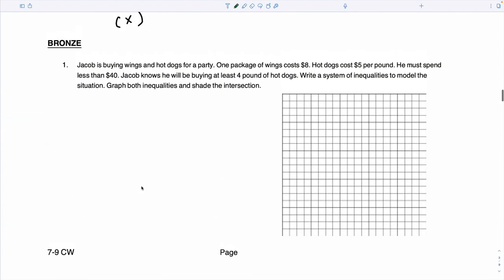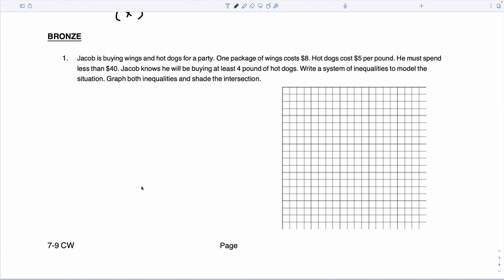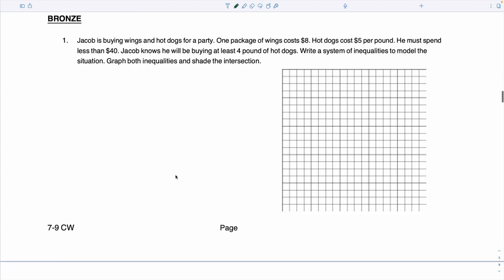I like systems of equations. Inequalities is okay too. It's just satisfying to get X, then get Y, then find a dot. Yeah, this one's okay.